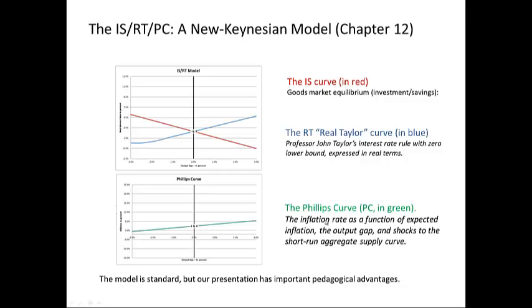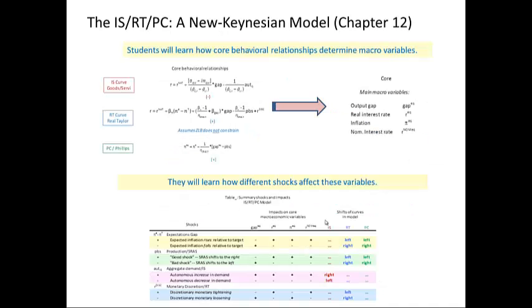Finally, the third curve is the familiar Phillips curve. This curve tells us that the inflation rate is determined by expectations of inflation, the output gap, and shocks to the short-run aggregate supply curve. Now, in this book, students are going to learn how core behavioral relationships are going to determine macroeconomic variables. Here you can see the core behavioral relationships and the core variables: output gap, real interest rate, inflation, nominal interest rate. They're going to learn how different shocks affect these variables in a qualitative way.